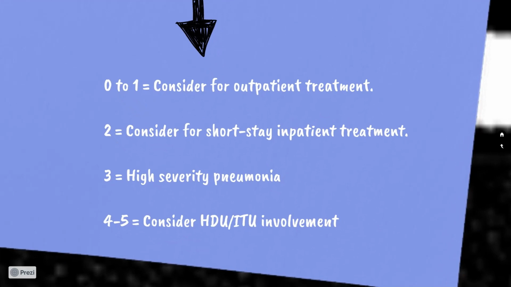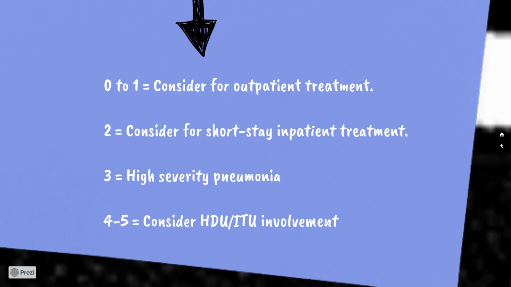We can then use the CURB-65 score to give us advice on how to manage the pneumonia. A score of 0 or 1 suggests that we should consider outpatient treatment with oral antibiotics. A score of 2 means we should consider a short inpatient stay for these patients. A score of 3 indicates that this is a high severity pneumonia and that we should seek senior review. And a score of 4 or 5 means that we should be considering escalating the patient to the high dependency or intensive care unit if that is clinically appropriate.